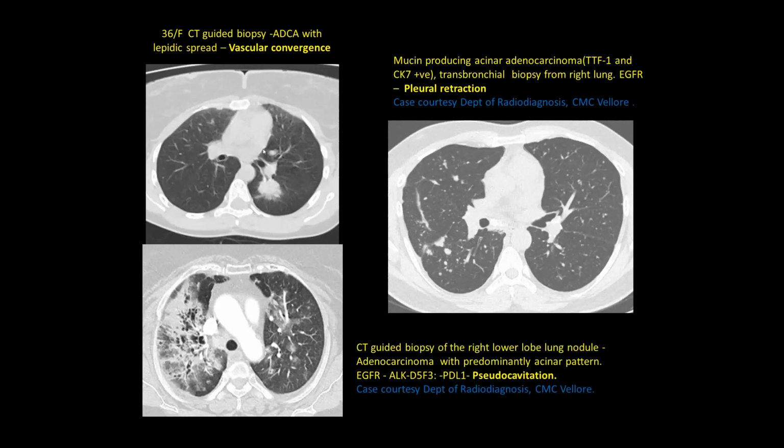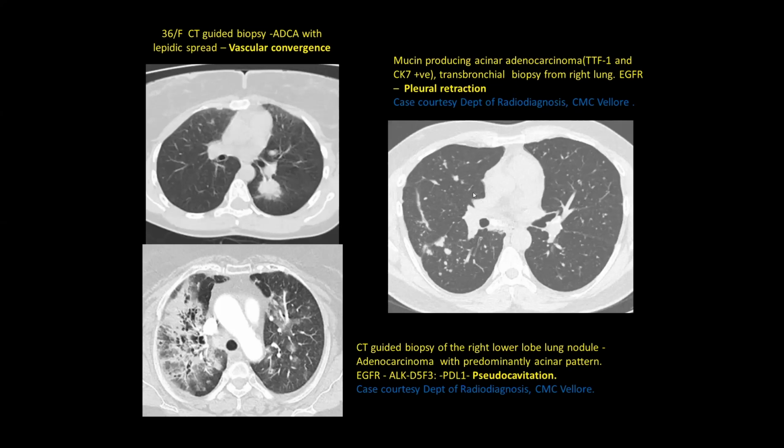So this is a vascular convergence, and this is another patient who has extensive consolidation and ground glass in both lungs, and you can see multiple bubbly areas within it. This is a pseudocavitation, which can occur within a lepidic predominant or any form of invasive adenocarcinoma, and this was predominantly an acinar pattern, not a lepidic pattern. Okay, so this is pseudocavitation.